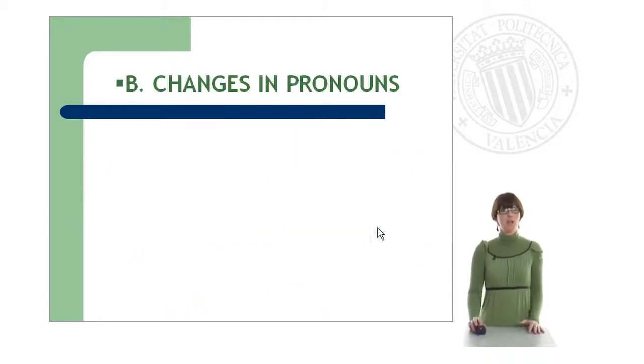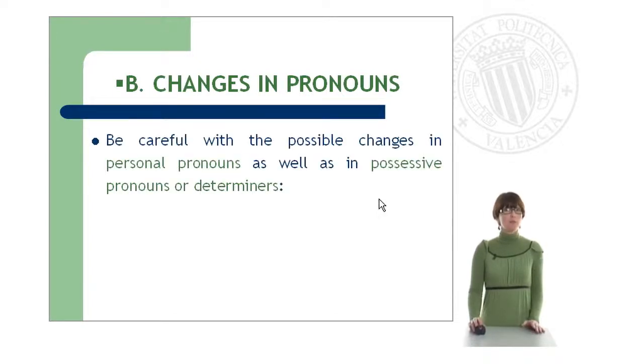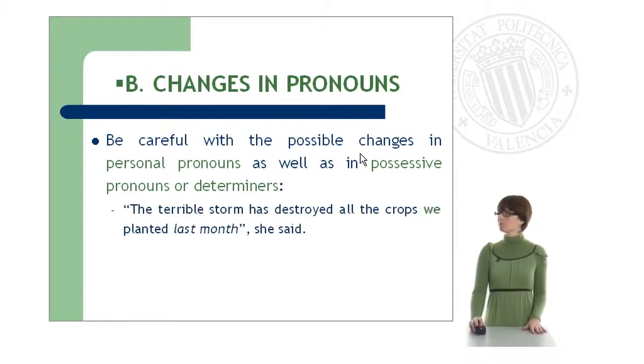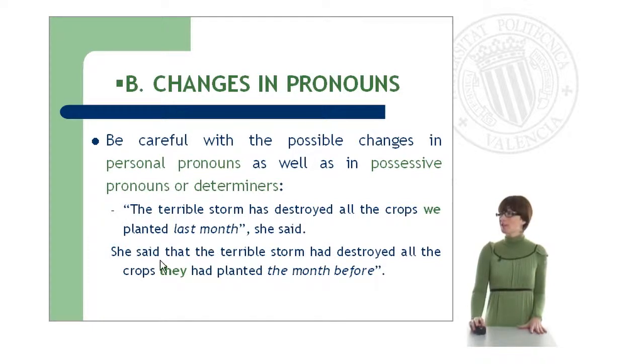Now let's have a look at changes in pronouns. Remember and be careful with the possible changes in personal pronouns as well as in possessive pronouns or determiners. Let's have a look at the example on the screen. "The terrible storm has destroyed all the crops we planted last month," she said. So in this sentence, direct speech, we have a subject, we. Now let's have a look at the sentence in indirect speech. She said that the terrible storm had destroyed all the crops they had planted the month before. So here we have a change from we to they.